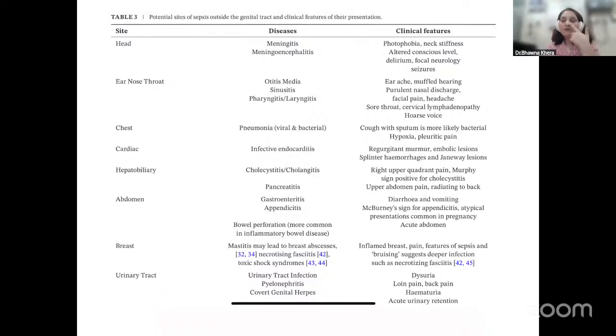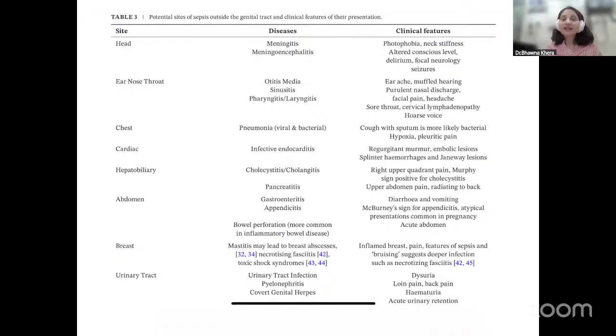Ear, nose, throat, we know that is otitis, sinusitis, pharyngitis, laryngitis. Chest will have pneumonia, so cough with sputum, most likely bacterial. The patient may have hypoxia or pleuritic pain. Cardiac, it is infective endocarditis, so there may be a regurgitant murmur, embolic lesions, or hemorrhages.